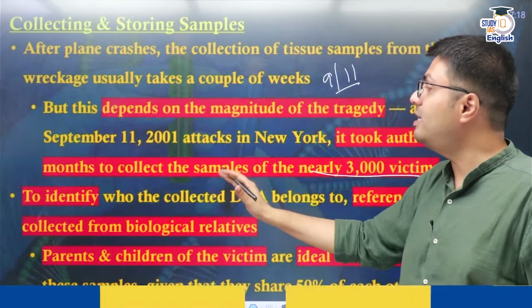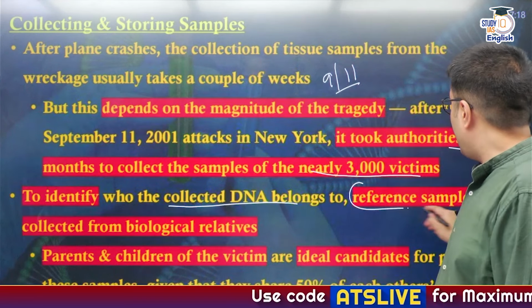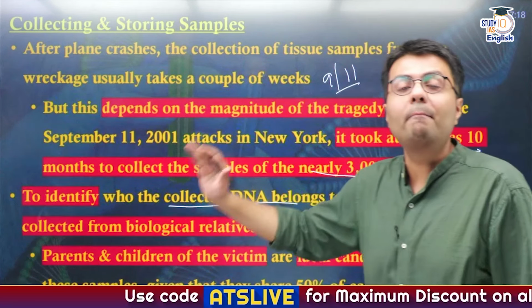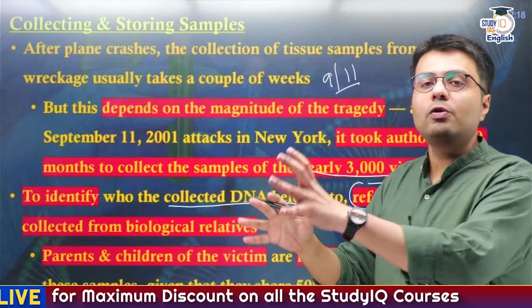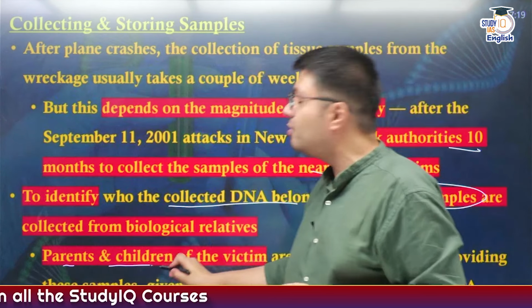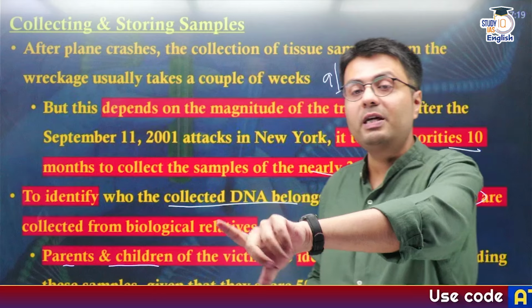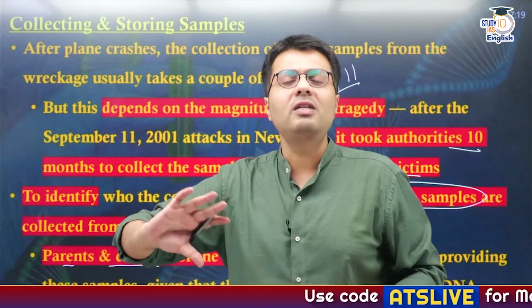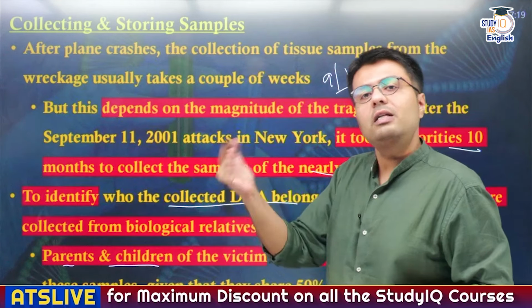And to identify the collected DNA, who it belongs to, you also need to reference these samples against the samples of their biological relatives, right? So for that, the best course is to take samples from relatives, that is, parents and children of the victim, because they share a majority portion of the DNA with the victims, and that is why you will easily be able to attribute and reference those samples to their victims, right? So this is the process of collecting and storage of samples.